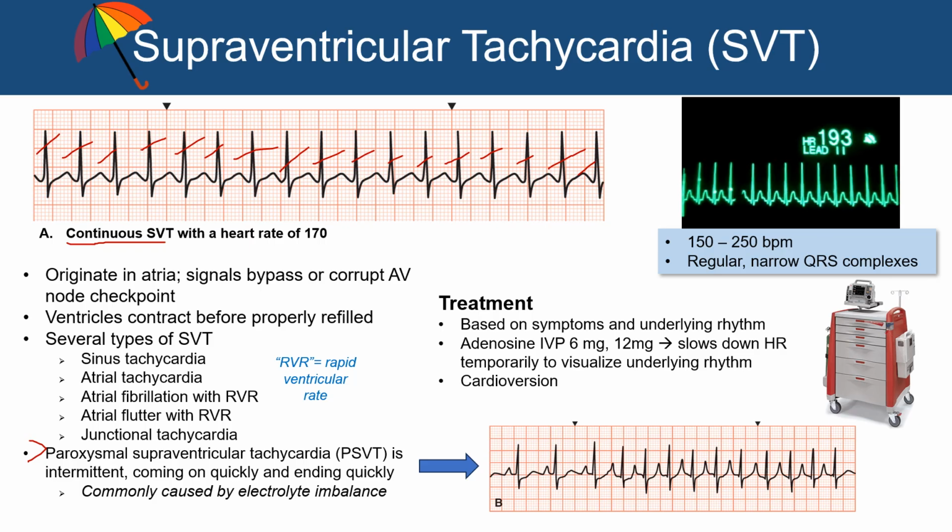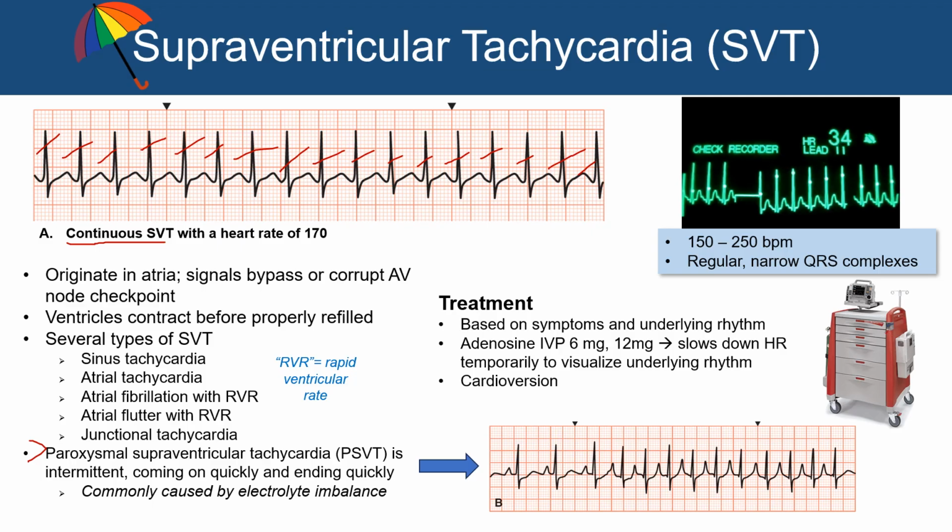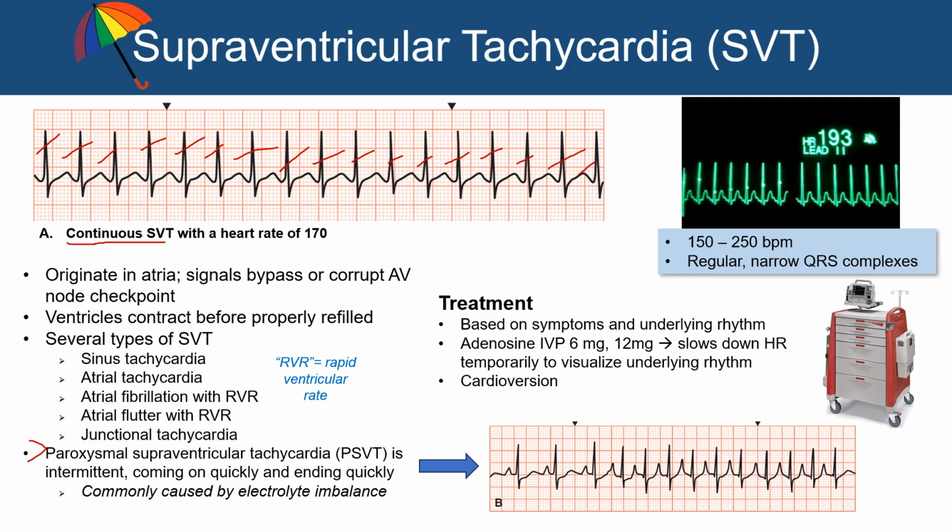So moving on. Okay, so it says originate in the atria, signals bypass or corrupt the AV node checkpoint. So if you remember, the electrical impulse starts in the SA node and then it goes down to the AV node. The AV node is the gatekeeper, so it kind of slows it down and then it lets it move on. So there's something wrong there. That AV node is being bypassed, and so now we're getting this really fast rate. So what's happening is the ventricles are contracting before they're properly filled, which can lead to decreased cardiac output.